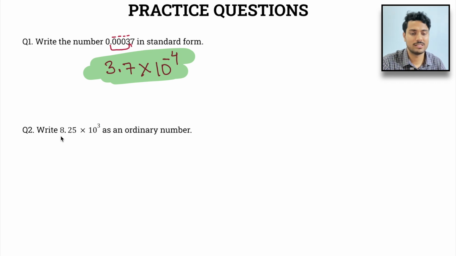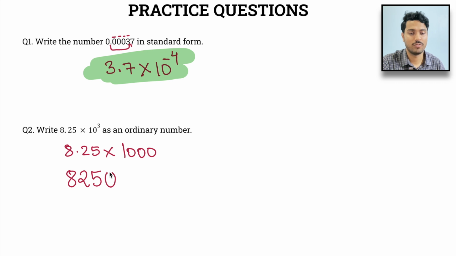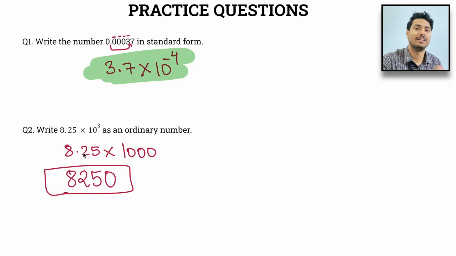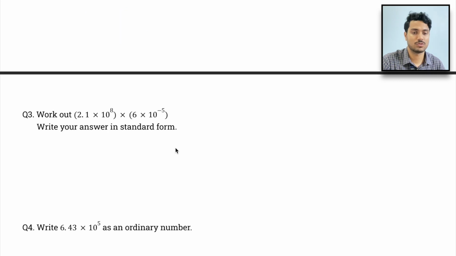Let's try another one. It says 8.25 into 10 raised to 3. Write down this number as an ordinary number. So it is 8.25 multiplied by 10 raised to 3, which means 1000. So now if you multiply 8.25 into 1000, it will become 8250. So this is going to be the answer, because this decimal point will shift 3 digits to the right hand side. This will be 8250, and that's the answer, 8250. Let's move on to the next question now.